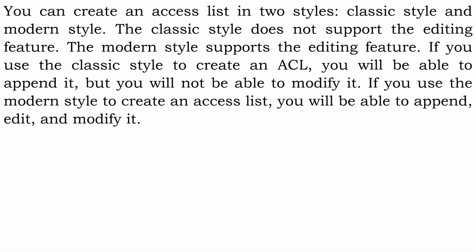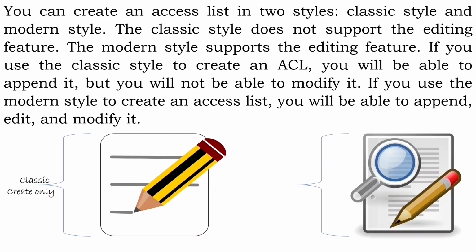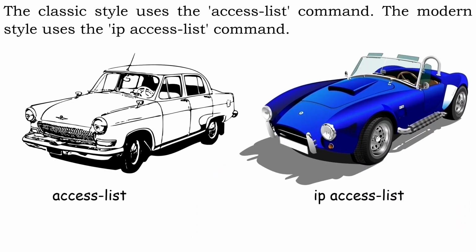You can create an access list in 2 styles, classic style and modern style. The classic style does not support the editing feature. The modern style supports the editing feature. If you use the classic style to create an ACL, you will be able to append it, but you will not be able to modify it. If you use the modern style to create an access list, you will be able to append, edit, and modify it. The classic style uses the access list command. The modern style uses the IP access list command.